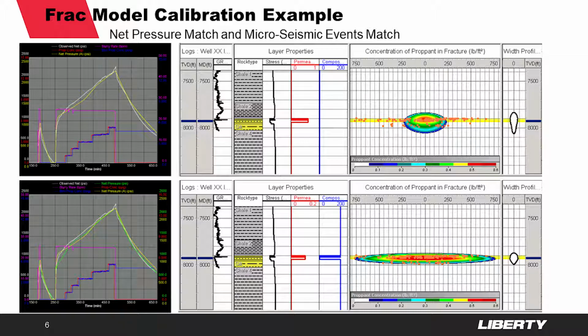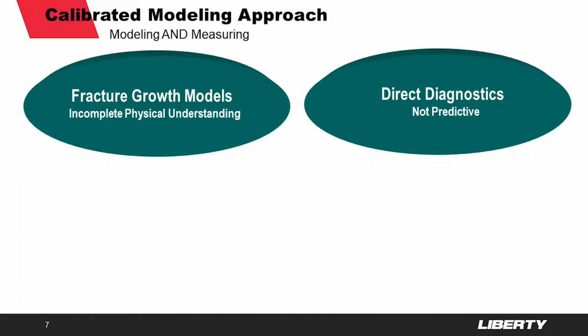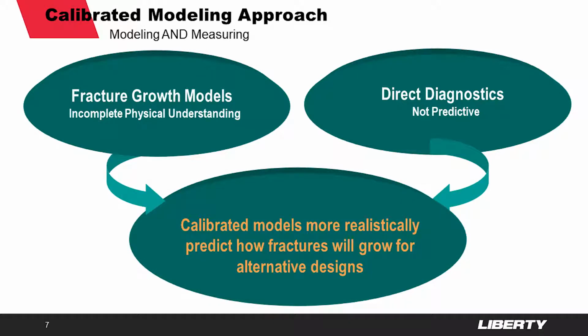And now we have a fracture model that is much more robust to determine what happens when we conduct other fracture design changes and how the model is sensitive to some of these changes. That's where we combine fracture model calibration with fracture diagnostics: we eliminate some of the shortcomings of typical fracture models, which is that they don't always provide a full physical understanding, and of direct fracture diagnostics, which is that they're not predictive. When we combine these two particular approaches, we create calibrated models that now can more realistically predict how fractures will grow for alternative frac designs.